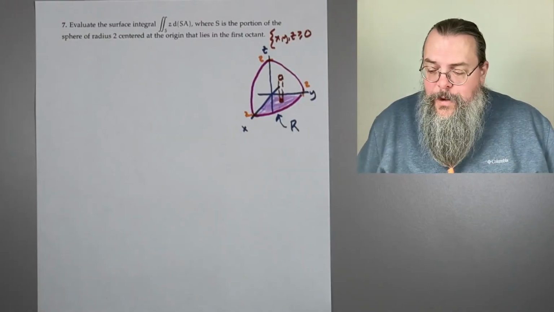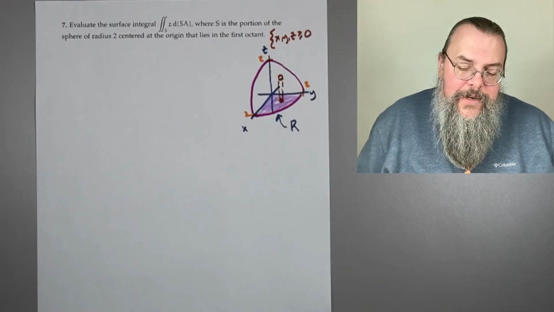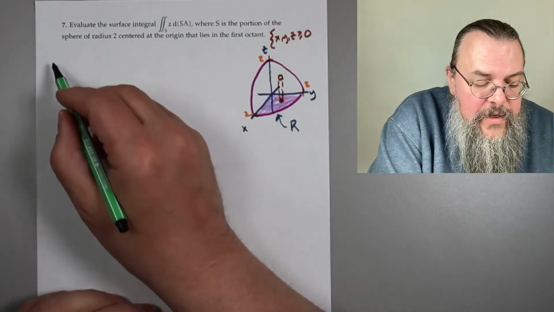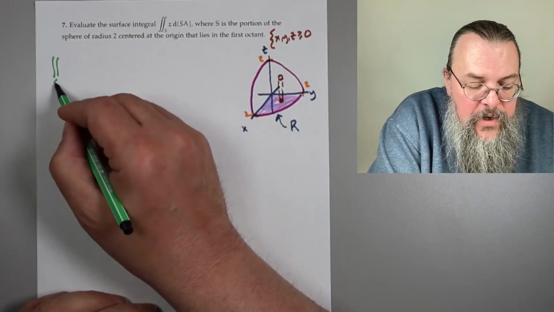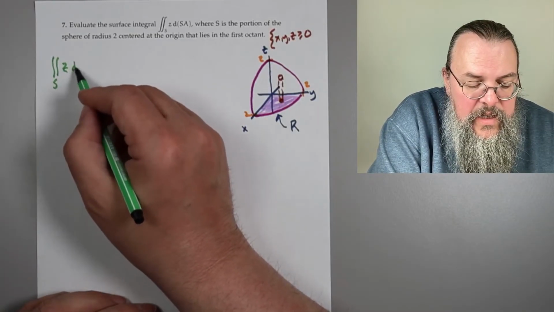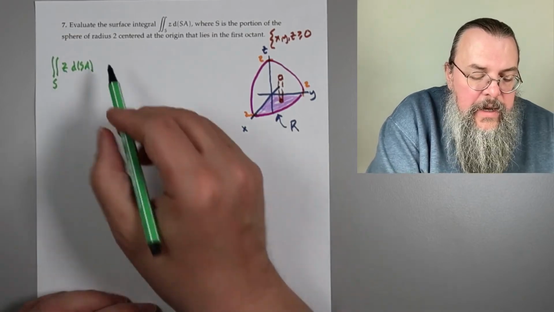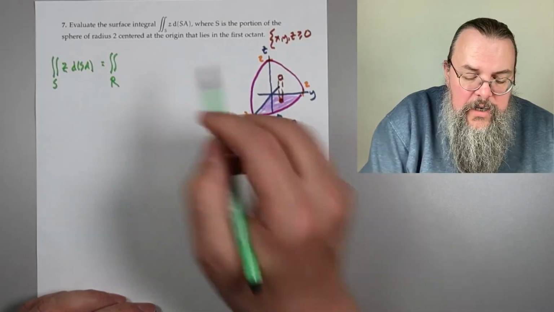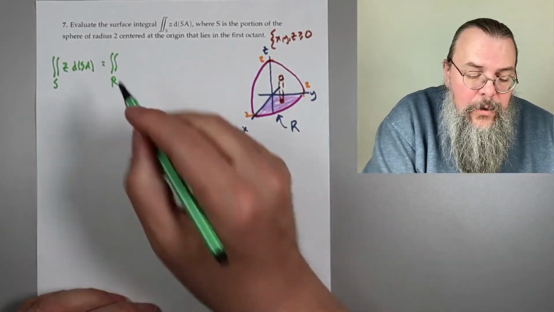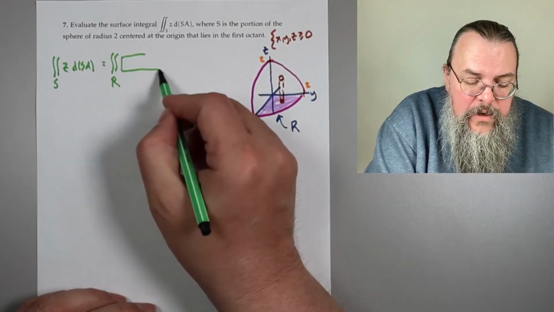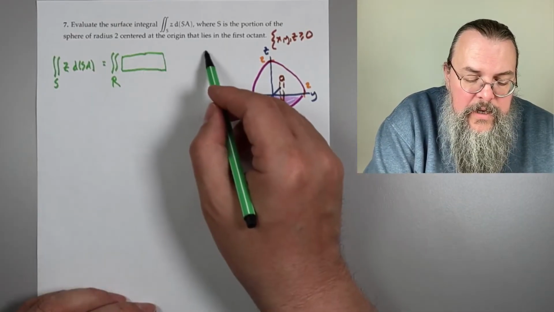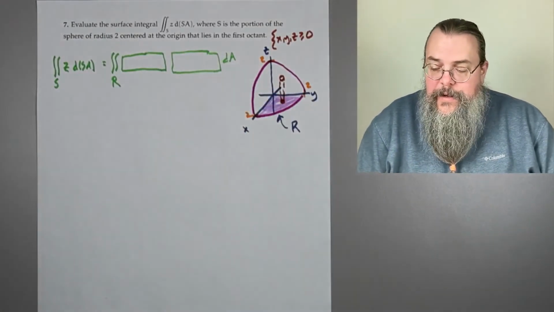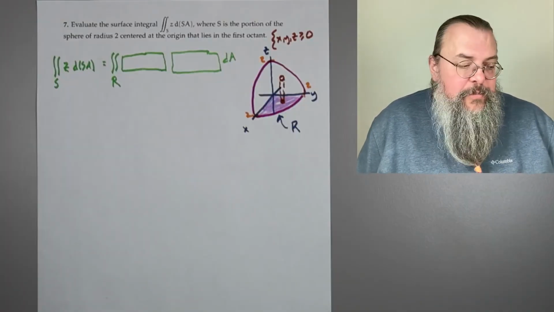So let's talk about what we need to do. We have our integral. We're talking about the integral over our surface of z dS. And now we have to say, okay, we're going to integrate over our region R, which is this part. We have to do a couple of things. We have to do something to handle z here, and then we have to have something dA.